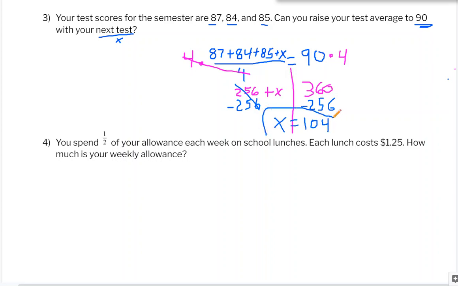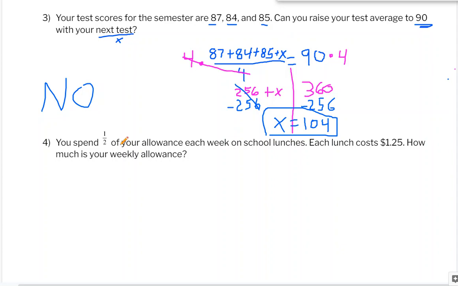Can I get 104? So let's think about it. It says, can you raise your test average to a 90 with your next test? The answer would be no. You cannot, because the most you can get on a test is 100%. If you get every single question right, that is 100%, right? You can't get 104% unless there was extra credit, right? But there's no extra credit. They didn't say there was any extra credit or anything like that. If it was just a normal test, it would be no, you can't raise it up to a 90 because it's not possible to get 104%.